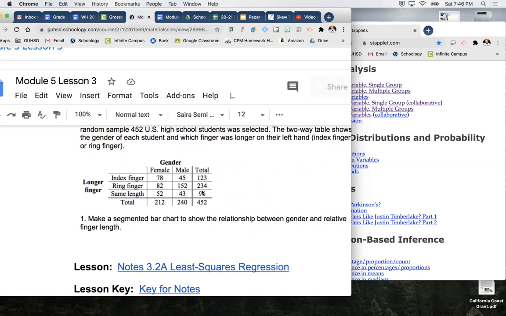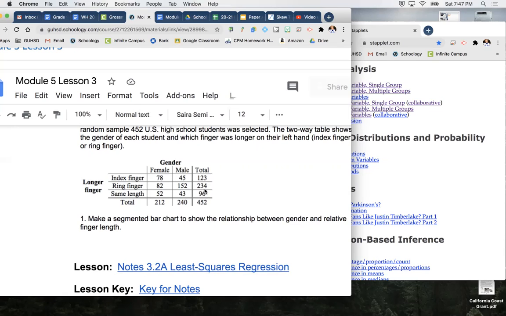Overall, these totals mean that in this study, there were 212 females and 240 males. So more males than females were sampled. Across this way, we have index finger, 123 students total, both male and female, had their longest being their index finger. Then we have 234 being the ring finger. So it looks like the ring finger tends to be the longest finger in this group. Then we have same length, 96 people.